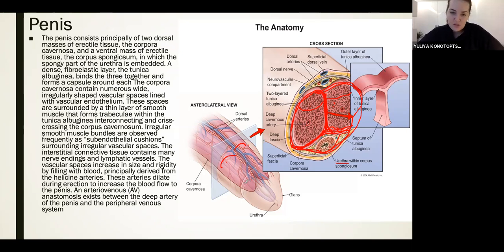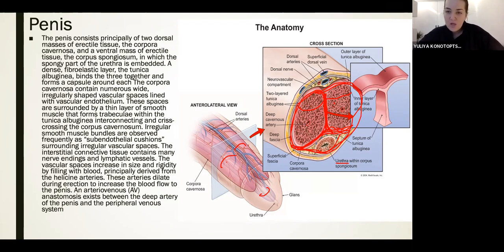In the most distal part of the penis, you will see that there is a bit of a dilation, which is called the glans of the penis. And notice that inside of the glans of the penis, you only have corpus spongiosum. So there is no corpora cavernosa behind the glans of the penis. So the glans of the penis is basically your corpus spongiosum in a way.